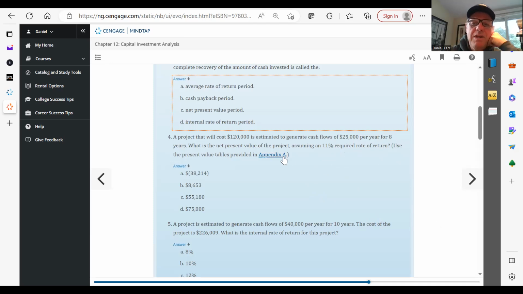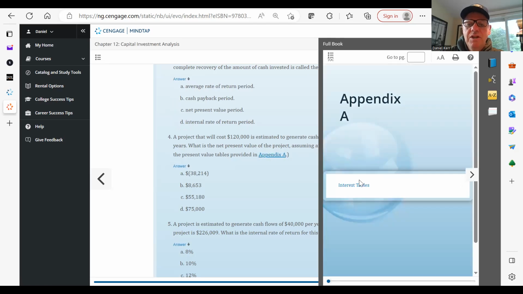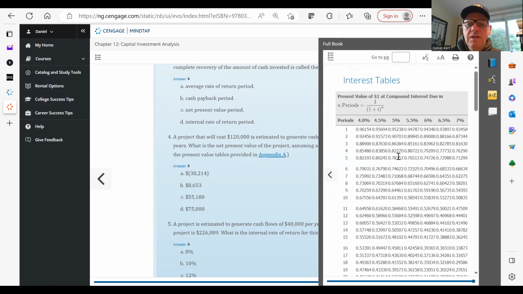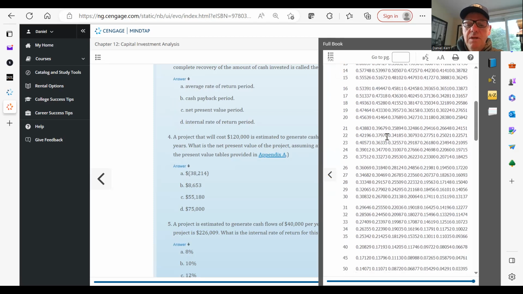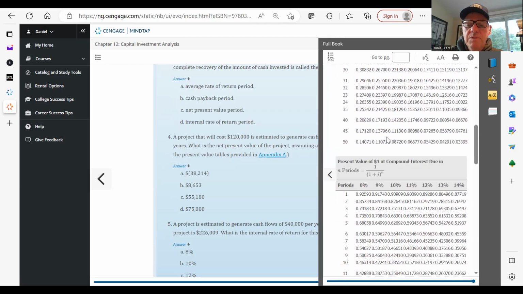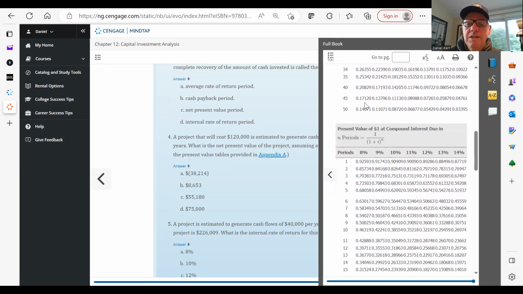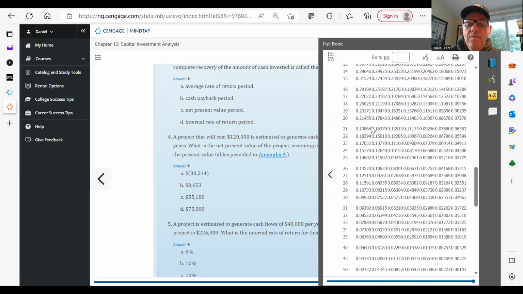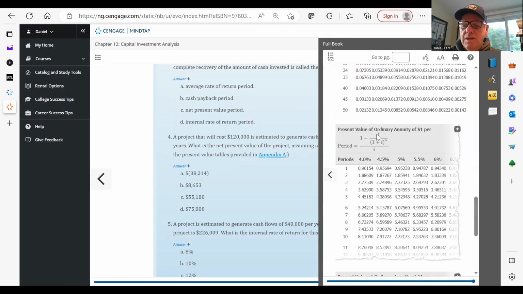So we have to go to the appendix, and hopefully we haven't had our appendix removed. And when we go to the appendix, it's the present value, not of a lump sum. It is the present value of an annuity. So there's the present value of a lump sum, and more present value of a lump sum. Notice the numbers are all less than 1. And then here we have the present value of an annuity. They said assume an interest rate of 11% for 8 years.